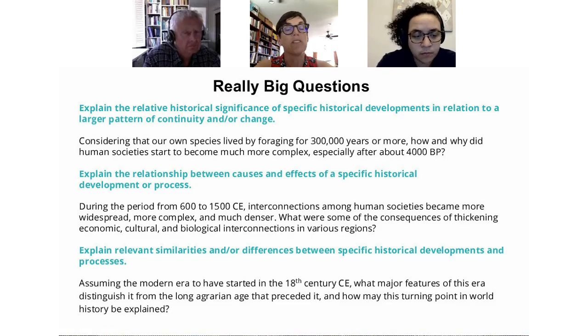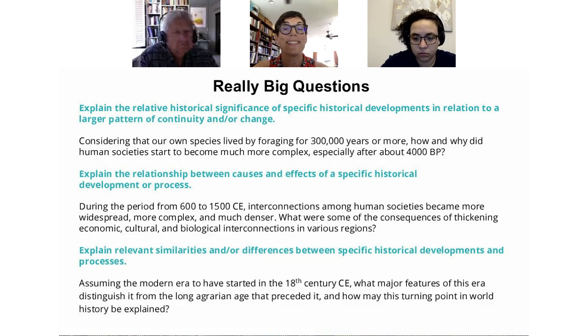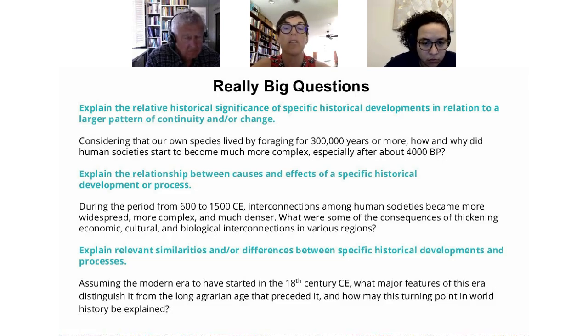And then below, those are the AP concepts in blue here, and below that are questions that Ross and I developed to think about how to make these kinds of big scale concepts more concrete. So a continuity and change question that asks in interrogative form is, considering that our own species lived by foraging for more than 300,000 years, how and why did human society start to become more complex, especially after 4,000 years before present, or 4,000 years ago? And that's a kind of question that should scare the pants off any student starting a world history course.